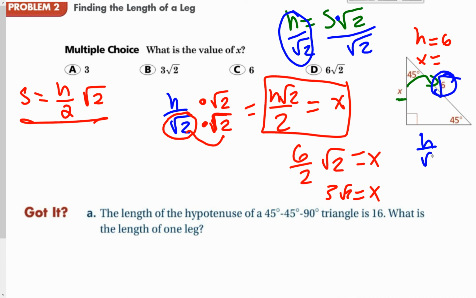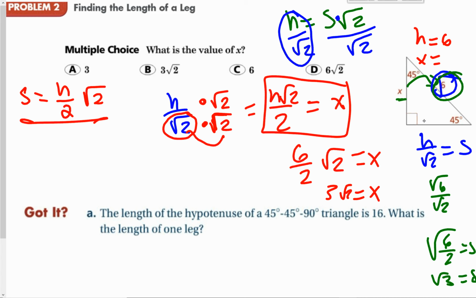H over root 2 equals s. Okay? Because if I have a square root there, then I can divide a root by a root. I can divide a root by a root. I just put it under one root and leave the fraction like that. All right, our radical rules. So this would be square root 3 if my hypotenuse was originally root 6.